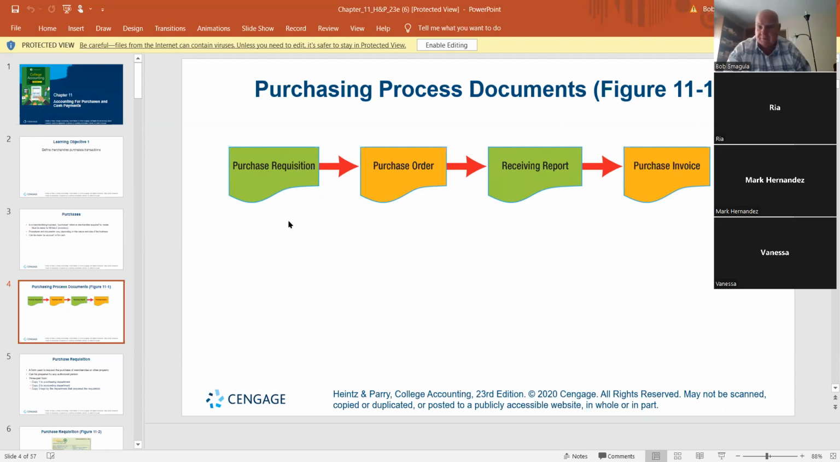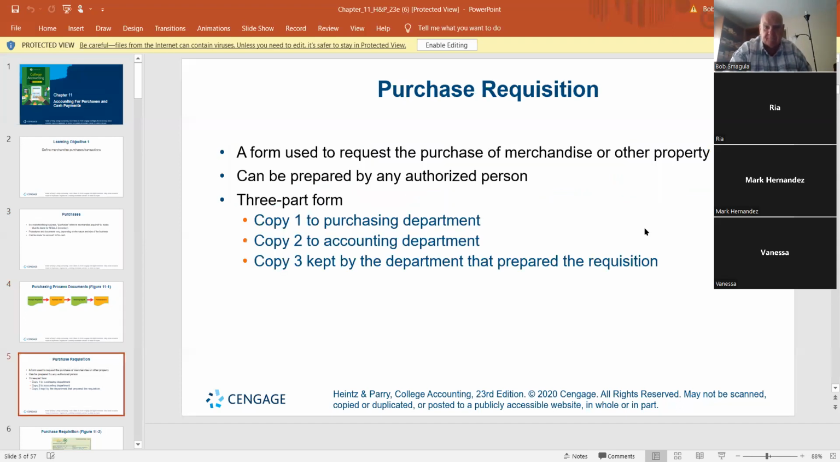What's a purchase order in chapter 11 is a sales order in chapter 10. So you have a purchase requisition, which is an internal document. Purchase order, now that's the contract between you and the vendor. And then eventually the goods arrive and there's a receiving report to be prepared and you're going to get an invoice to pay. Purchase invoice. In chapter 10, that was a sales invoice because we were selling. So you can see how this is sort of a mirror of the two chapters.